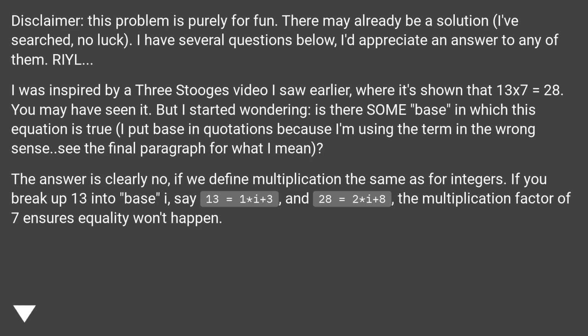The answer is clearly no, if we define multiplication the same as for integers. If you break up 13 into base i, say 13 equals 1i plus 3, and 28 equals 2i plus 8, the multiplication factor of 7 ensures equality won't happen.